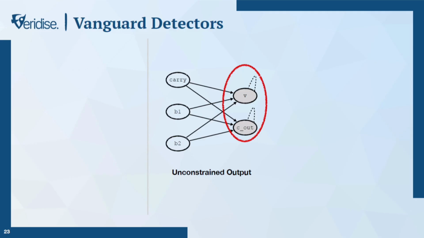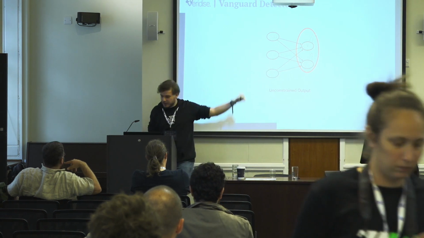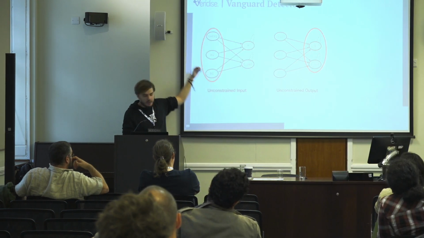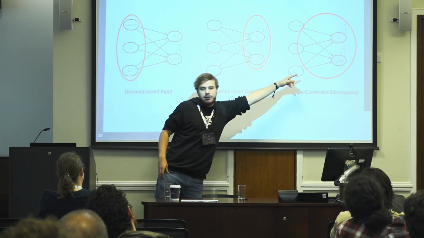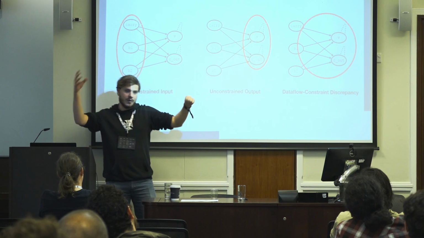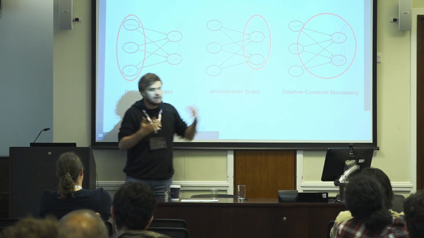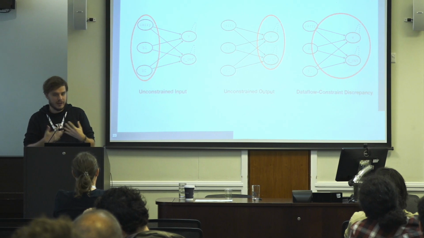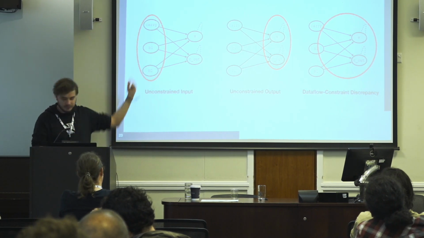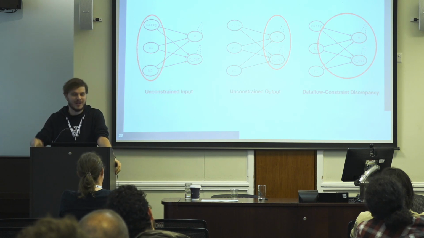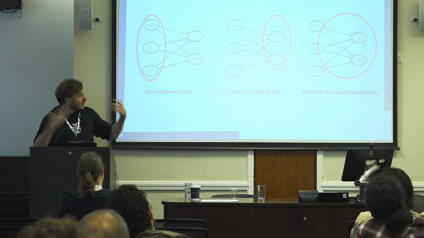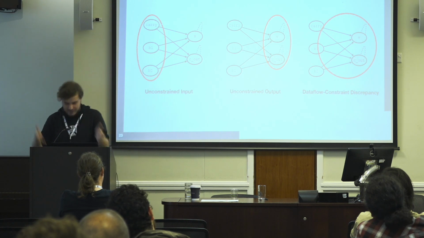In the case of unconstrained outputs, we just check the opposite relationship. Are there outputs not connected by a dotted line to the inputs? That's what we call a data flow constraint discrepancy. This comes from the fact that we consider the thick lines as data flows from the inputs to that particular output, and they do not match the dotted lines. Sorry, it's been a while since I gave a talk, so I'm a little bit rusty. So there is a discrepancy between the dotted lines and the thick lines. That's what I wanted to say.